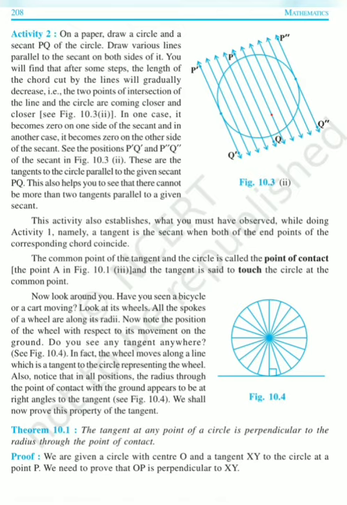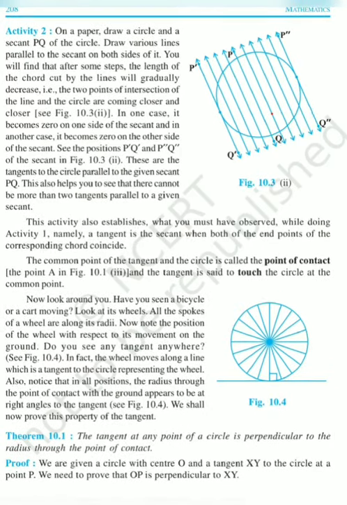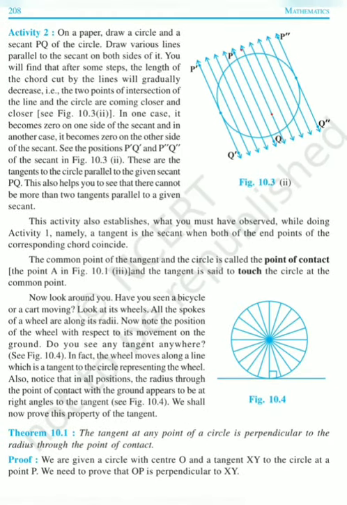In another case, it becomes 0 on the other side of the secant. See the positions of P dash, Q dash and P double dash, Q double dash of the secant in the figure 10.3. These are the tangents to the circle parallel to the given secant PQ. This also helps you to see that there cannot be more than two tangents parallel to a given secant. If they have given only one secant, the tangents we will get are only two at most, not more than two.